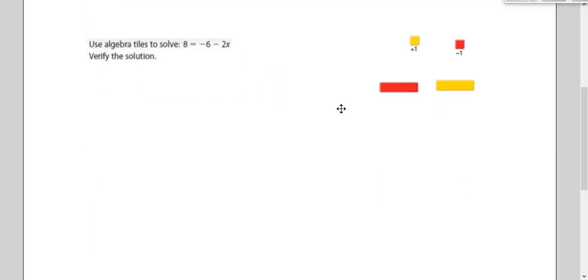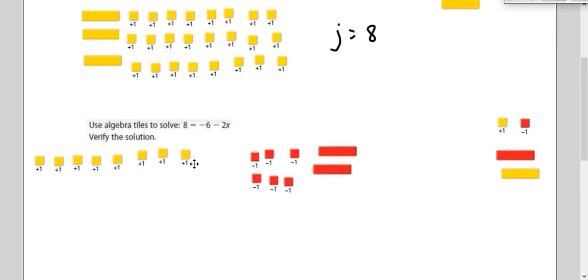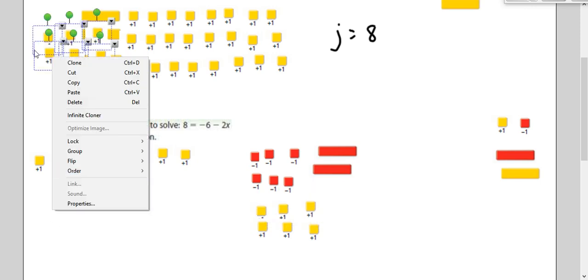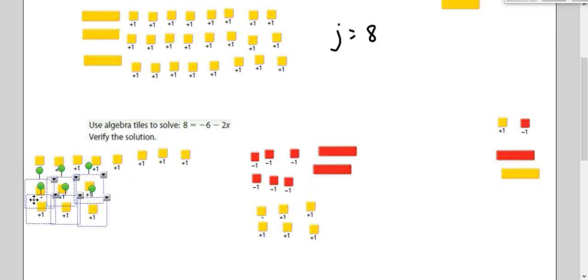So use algebra tiles to solve 8 is equal to -6 minus 2x. I'm going to pause the video here and get my equation set up. Okay, so now we can see that we have 8 is equal to -6 minus 2x. The first thing that we'll do is we will create some 0 pairs. So I'm going to do some 0 pairs for -6. Now that we have the 0 pairs for -6, we need to make sure that we do it to both sides. So we add them over here.